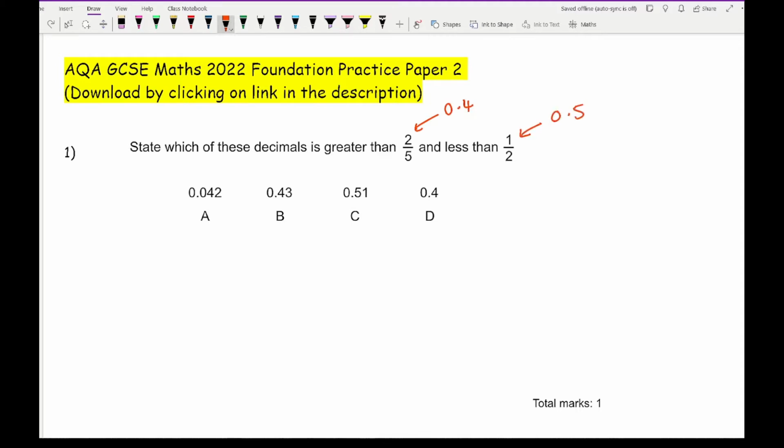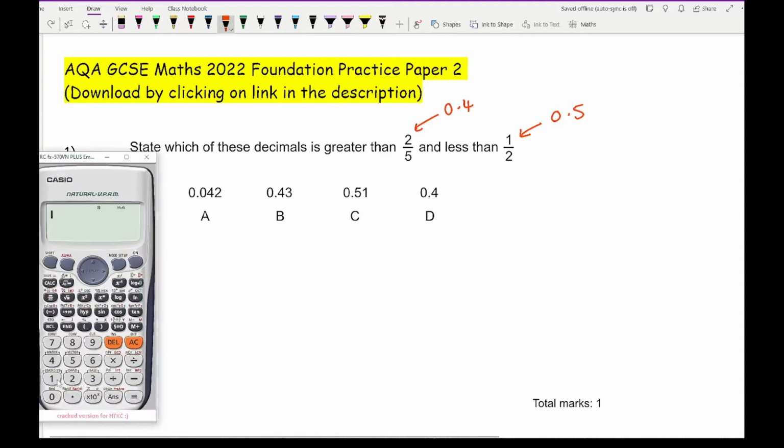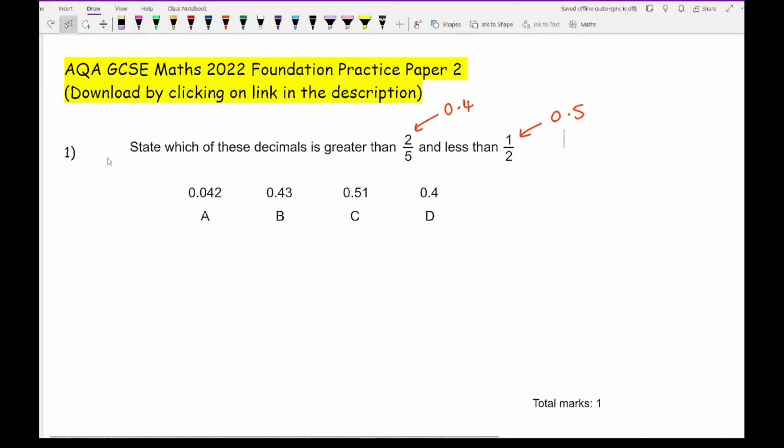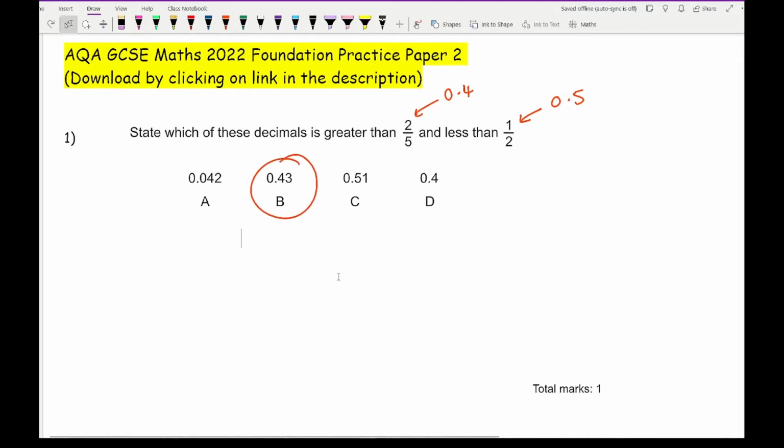If you're not sure how to do that, all you need to do is type it into your calculator. For example, 2/5, press equals, press the SD button, and it will convert it for you. Looking at this, we're looking for which numbers appear between 0.4 and 0.5, and the correct answer you should have is going to be B.